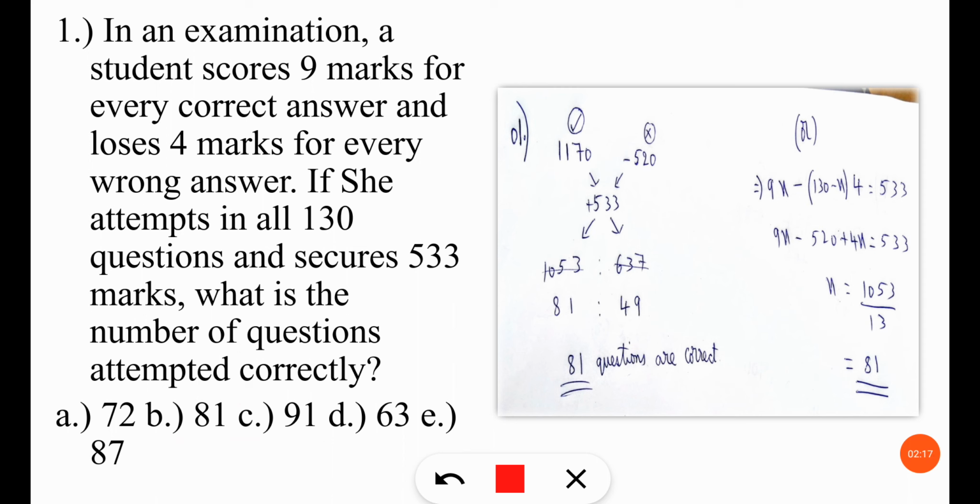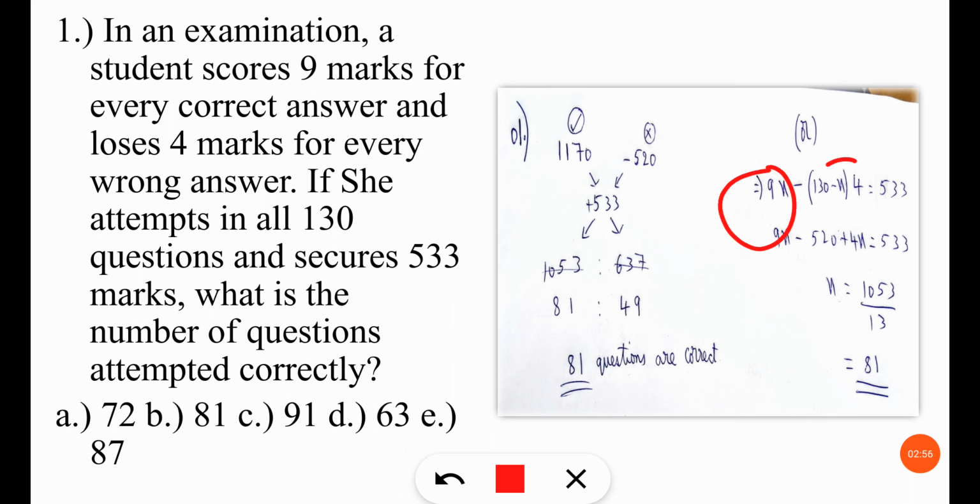There is another method, which is simpler than allegations and mixtures. Let us consider the number of correct questions is x. So the score will be 9x, 9 into x. And the number of questions attempted wrong is 130 minus x, because 130 is the total questions and x is the correct questions. So wrong questions into minus 4, that is minus of 130 minus x into 4, and the total equals 533.